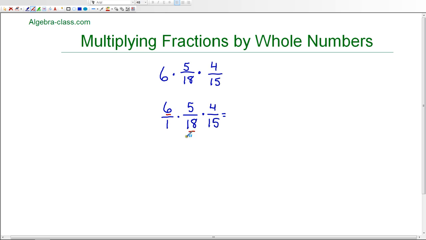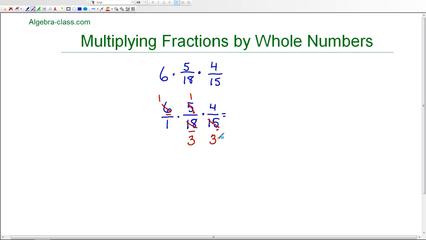6 and 18 are both divisible by 6. 6 divided by 6 is 1, and 18 divided by 6 is 3. So 6/18 can be simplified to 1/3. I'm then going to look for any other numerators and denominators that have a common factor. 5 and 15 have a common factor of 5. So 5 divided by 5 is 1, and 15 divided by 5 is 3. So 5/15 is 1/3. I don't see any other numerators that have common factors with a denominator.